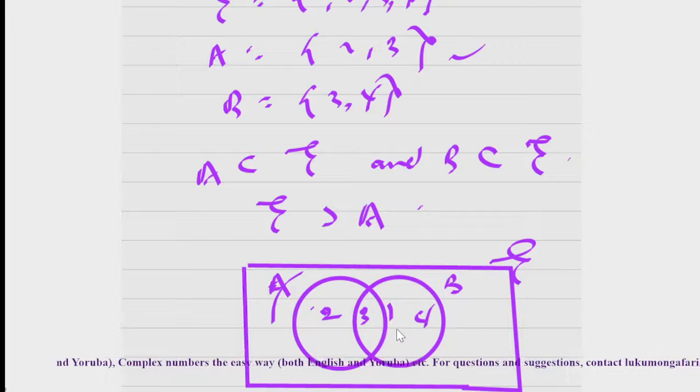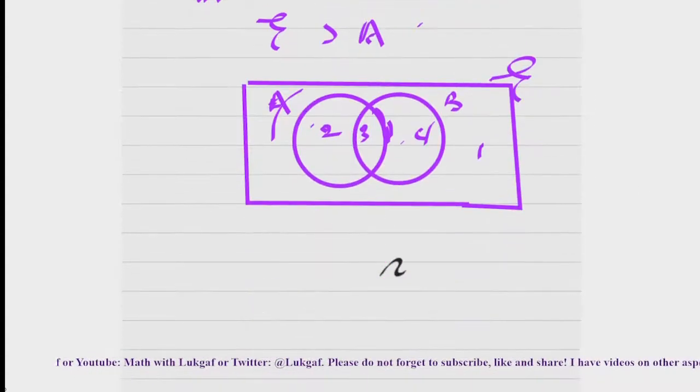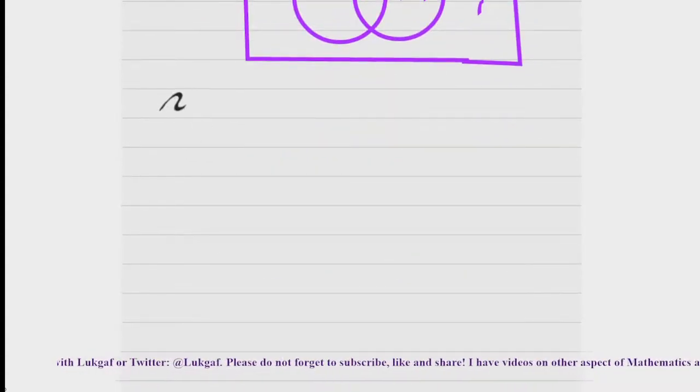Then B has how many elements? 3 and 4. So if you check them together, all the elements under this rectangle, which is your universe set, are what? 2, 3, 4. So which is describing our universe set. The remaining one can either be here, since we do not have any information describing that. So that's the universe set. If that is clear, let me move to another term we use.